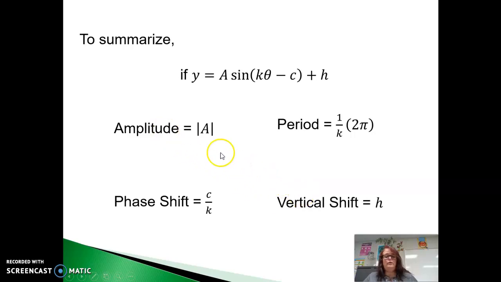So again, notice when it's vertical, meaning amplitude and vertical shift, it is what it looks like other than the absolute value. But when it's a horizontal change, there's always something to think about.